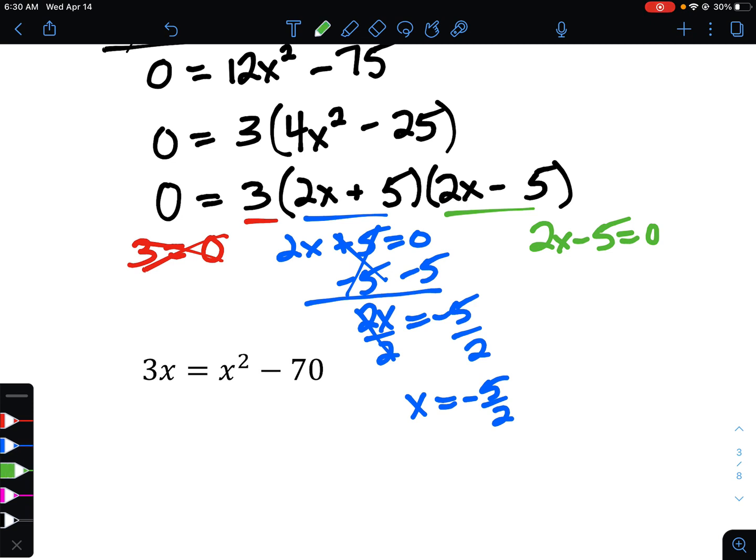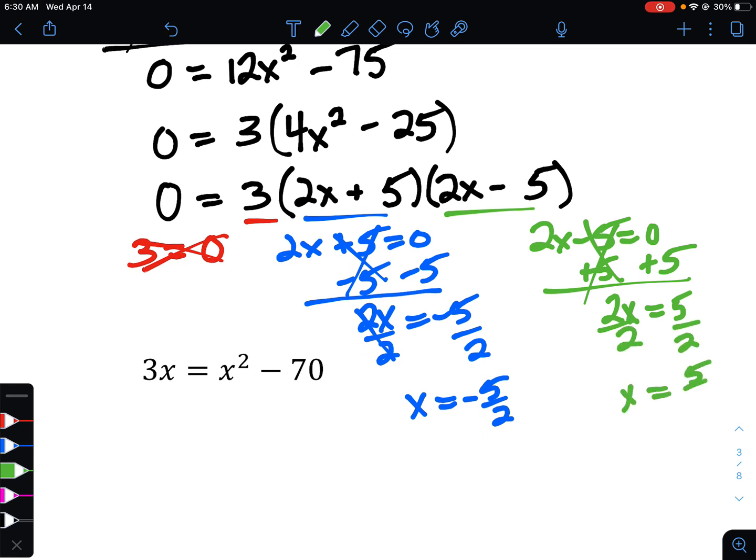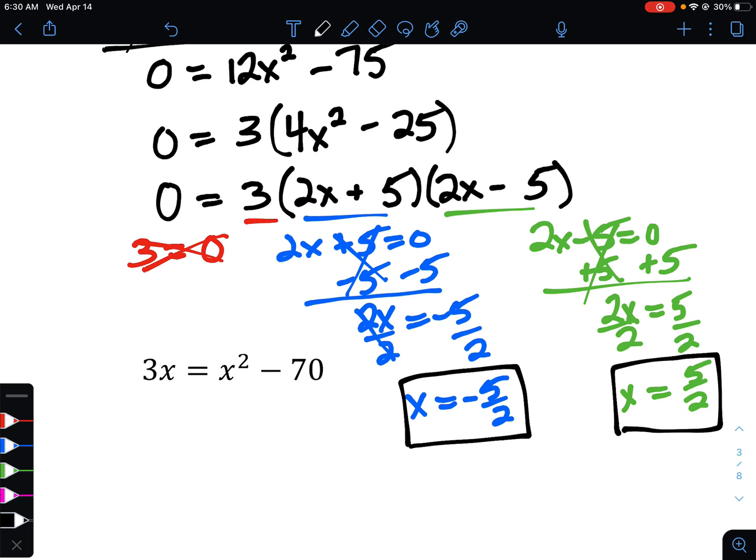For 2x minus 5 equals 0, we'll just add 5 to both sides instead. So 2x this time is equal to positive 5, but then still just divide by 2, and we'll get that x is equal to 5 halves. So just like before, notice that when we have a difference of squares, your two answers are opposites of one another. In this case, negative 5 halves and positive 5 halves.